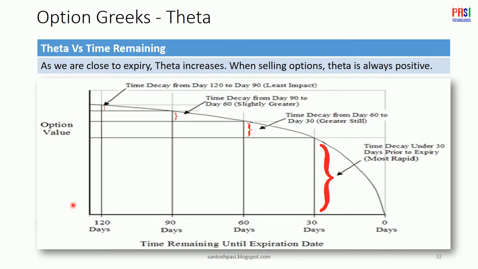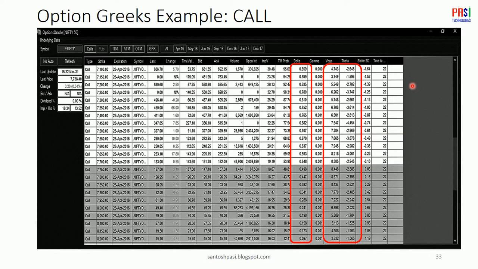So there are certain rules over here around this that we're gonna cover during our workshop. But just remember theta increases as you move close to the expiry, versus time value reduces as you move close to the expiry. Now let's see a few examples here.